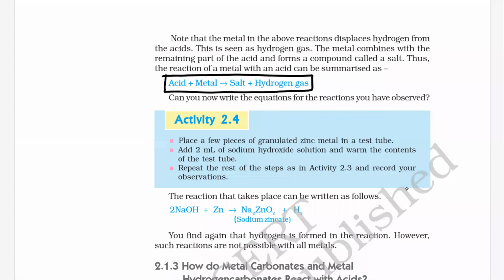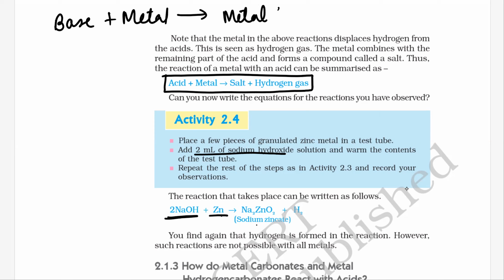Activity 2.4: take a few pieces of granulated zinc metal in a test tube, add 2 ml of sodium hydroxide, warm the contents of the test tube, repeat the rest of the steps in activity 2.3 and record your observations. In the previous activity we did the reaction of metal with acid; here it is the reaction of metal with base. When a base reacts with a metal, it will give metal salt plus hydrogen.